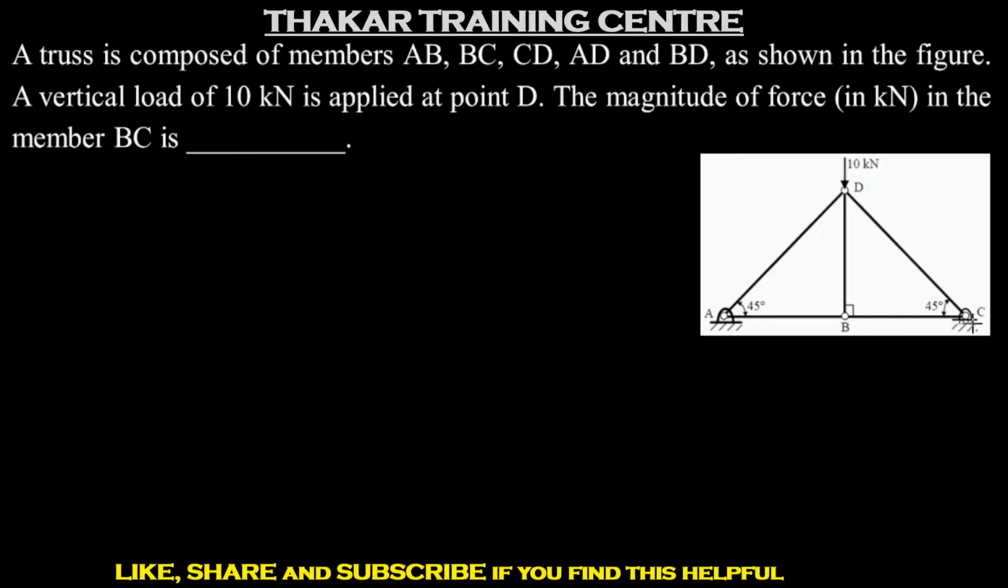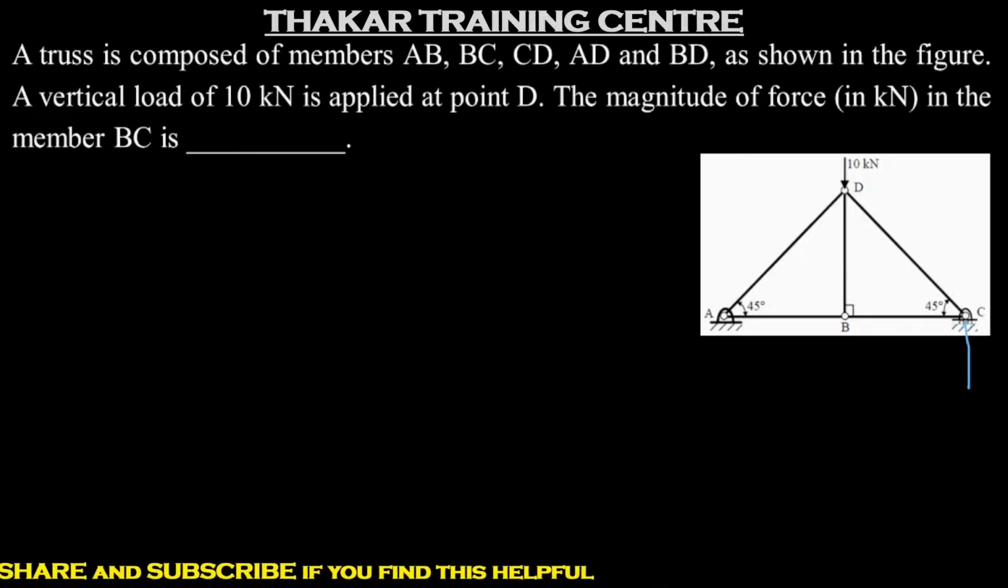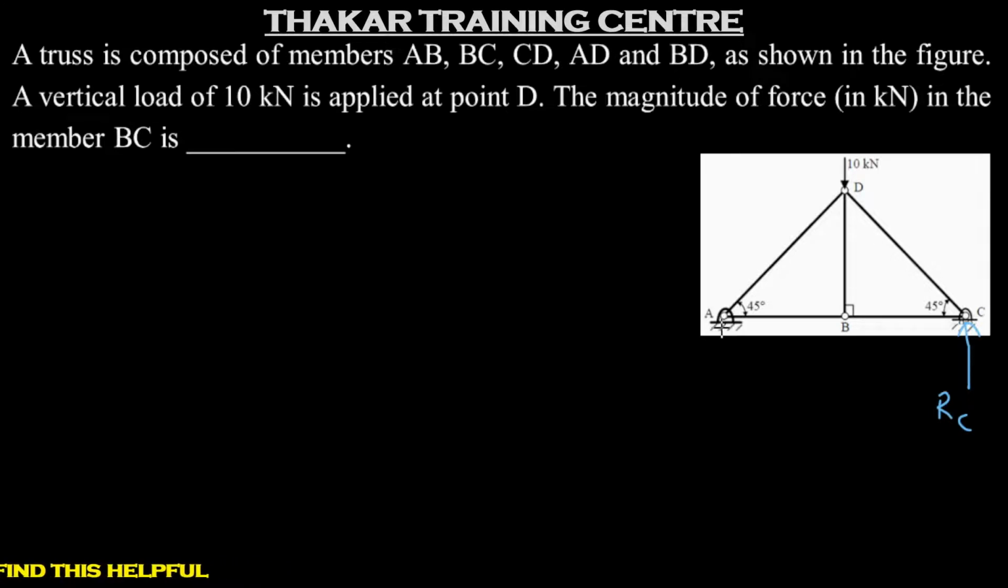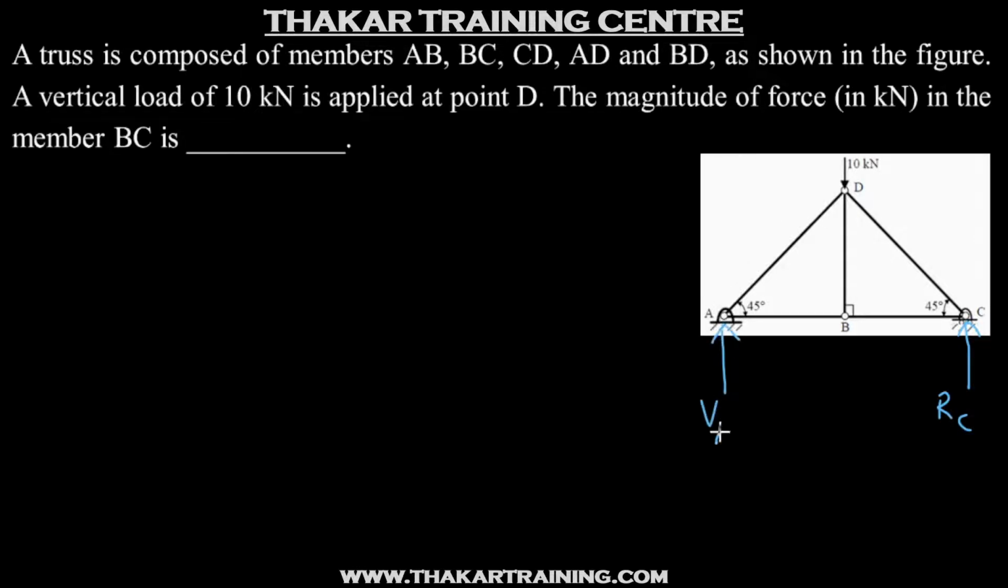So this is a roller support. So this is going to have a vertical reaction RC. And this is a hinge support, so it will have two reactions. But if you look at the diagram, there is no horizontal external load. So there will be no horizontal reaction. The only reaction will be vertical reaction, which is VA.